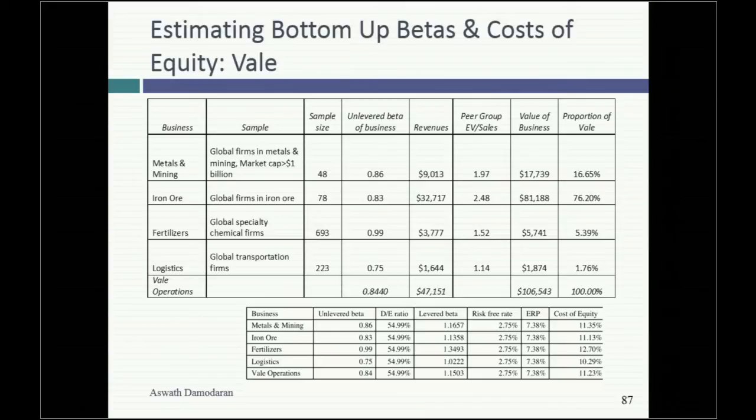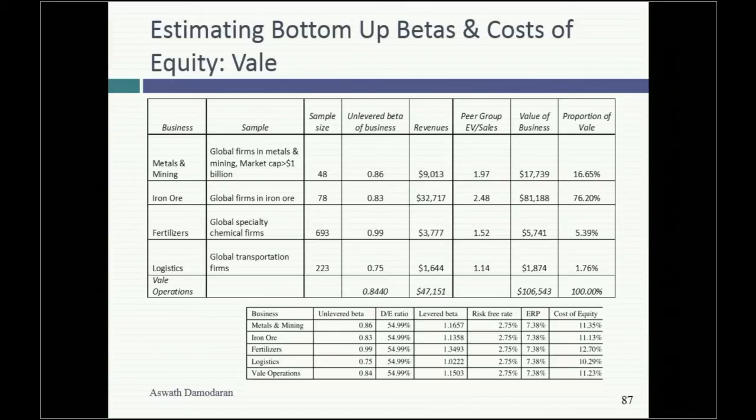So I have an unlevered beta for the business. For iron ore, I looked at global firms in iron ore, that's 78. For specialty chemical companies, I had a luxury of riches. There were 693 companies that showed up. And for logistics, I looked at transportation firms. Those are my samples. There's my unlevered beta for each of those 4 businesses.